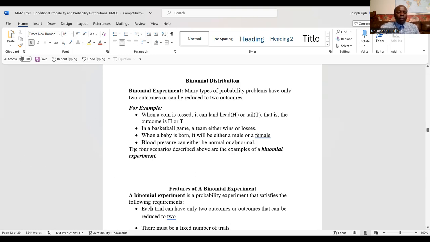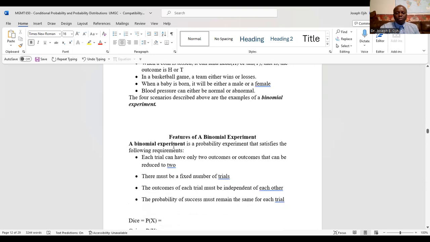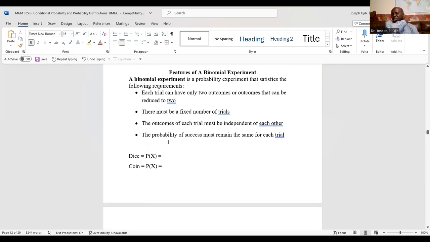All the scenarios that I just described, 4 of them, are examples of binomial experiments. Now look at the properties of binomial experiments. Each trial can have only 2 outcomes, which I have explained with examples, or outcomes that can be reduced to 2. There must be a fixed number of trials, and the outcomes of each trial are independent of each other. Then the probability of success must remain the same for each trial. When I say success here, it depends on the outcome you're looking for. So if the outcome you're looking for is the number of students who miss class, that means your success probability is the probability of those who missed classes, and so on and so forth.